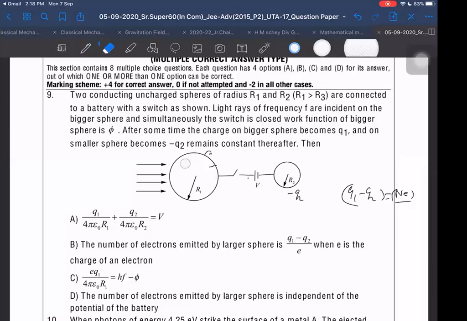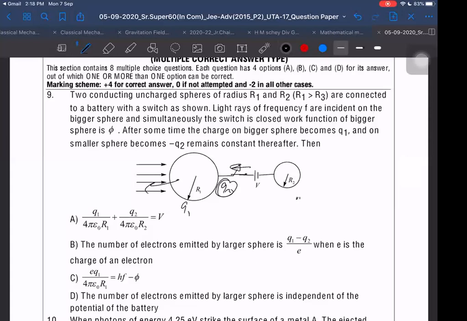So this is acquiring charge because of two reasons. One is because of the flow of positive charge in this direction. But how much positive charge is flowing? Q2. But what charge is it acquiring? Q1. Means it is leaving some extra electrons also. How many extra electrons is it leaving? It is leaving electrons equivalent to the charge of Q1 minus Q2.